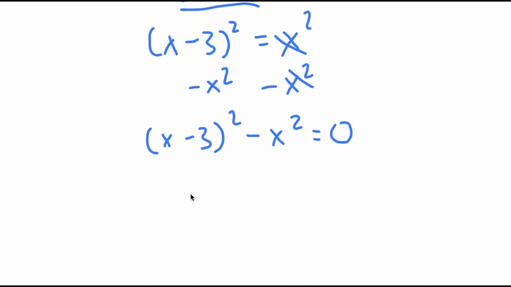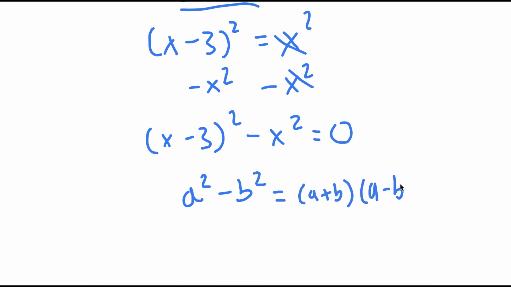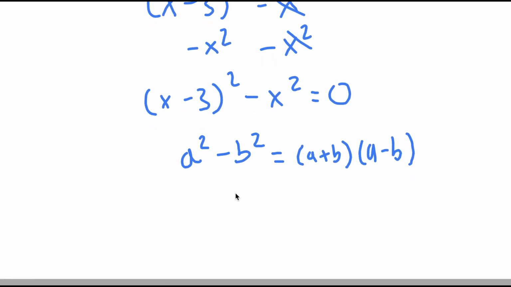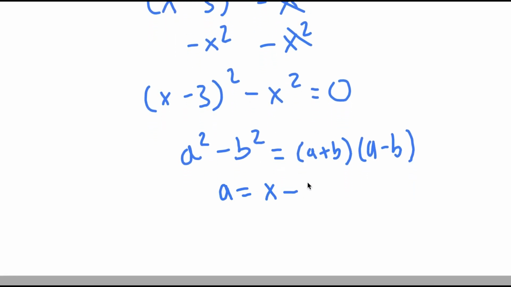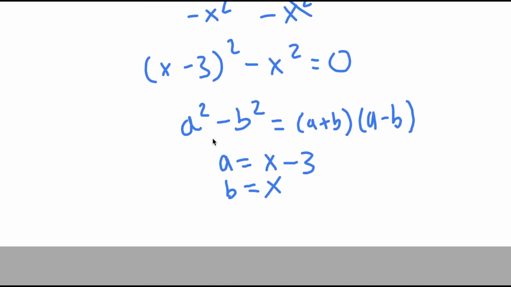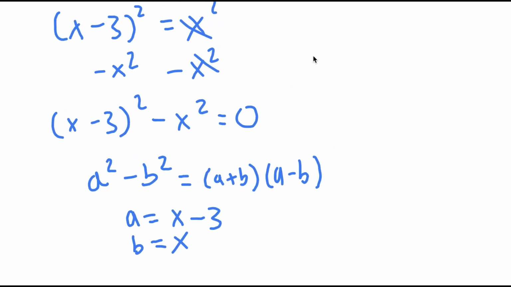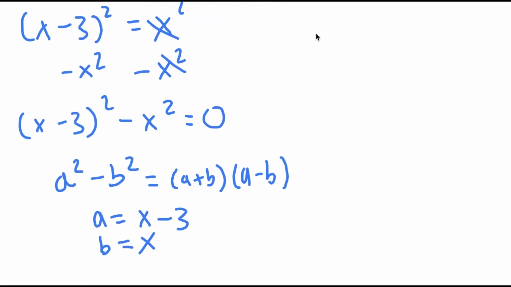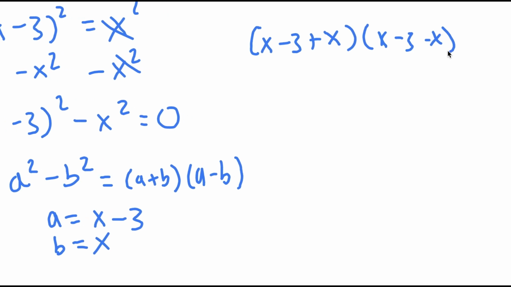Now, if I have something in the form a^2 - b^2, this is equal to (a + b) times (a - b). So in this case, a is x - 3 and b is x. So I have (x - 3 + x) times (x - 3 - x), and this is equal to 0.